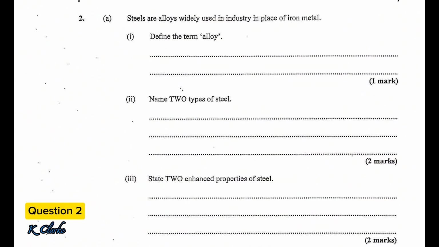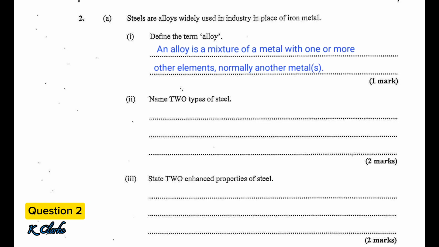Question number 2. A. Steels are alloys widely used in industry in place of iron metal. Part 1. Define the term alloy. An alloy is a mixture of a metal with one or more other elements, normally another metal or metals.